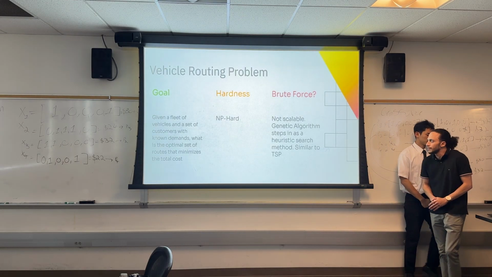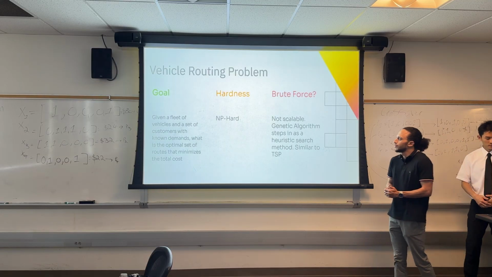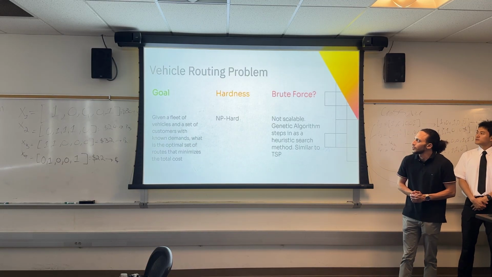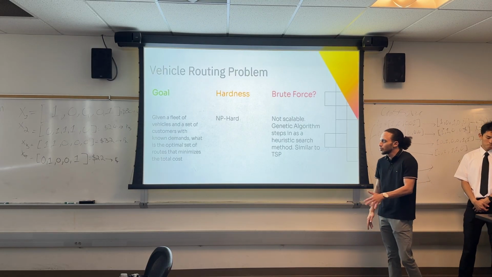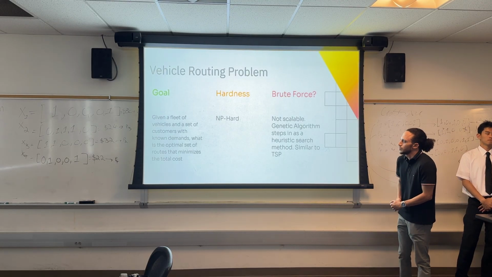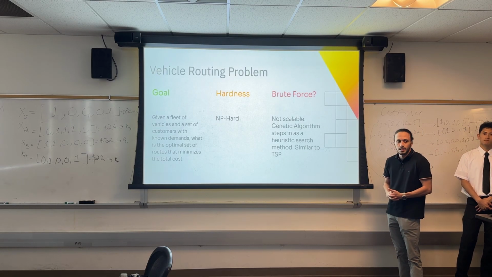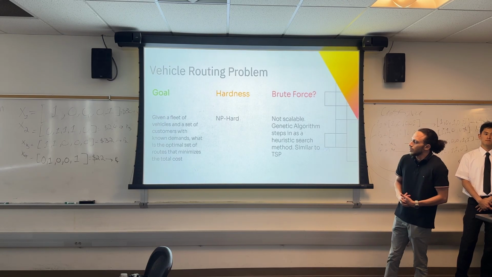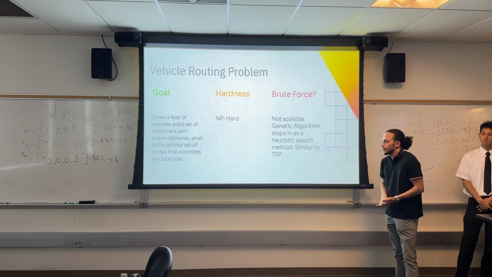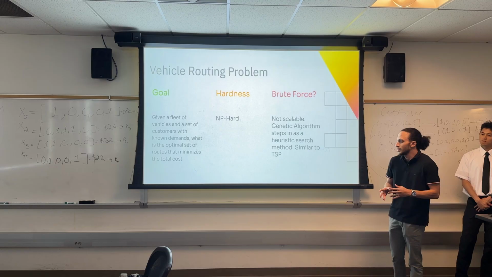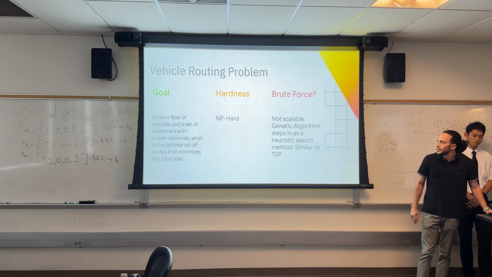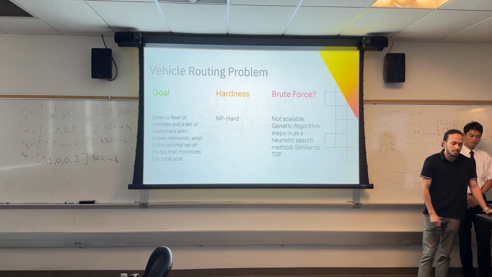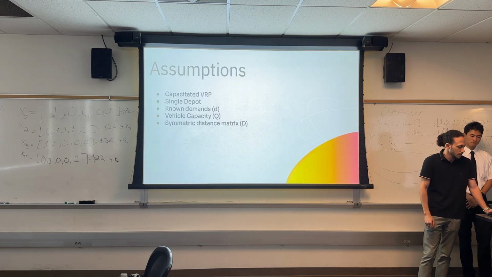Alright, and then for our final example for our core implementations, we're going to go over the vehicle routing problem, which is a similar problem to TSP, but a little more complicated. So in this one, you have a fleet of vehicles and a set of customers with known demands. So you have to find the optimal set of routes that minimize the total cost. And this will also be hard and need some type of optimizer for it.